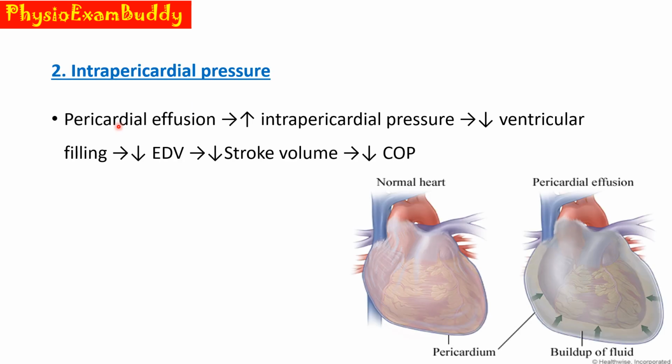The second factor affecting the ventricular filling is intrapericardial pressure. You know that the heart is surrounded by a cavity which is known as the pericardial cavity, and in the pericardial cavity, there is pericardial fluid. The condition in which there is increase in the secretion of the pericardial fluid is known as pericardial effusion. What happens in pericardial effusion is that the pressure in the pericardial cavity increases, which will block the ventricular filling, or decrease the ventricular filling. So there will be a decrease in the end diastolic volume and, according to Starling's law, a decrease in stroke volume and decrease in cardiac output.